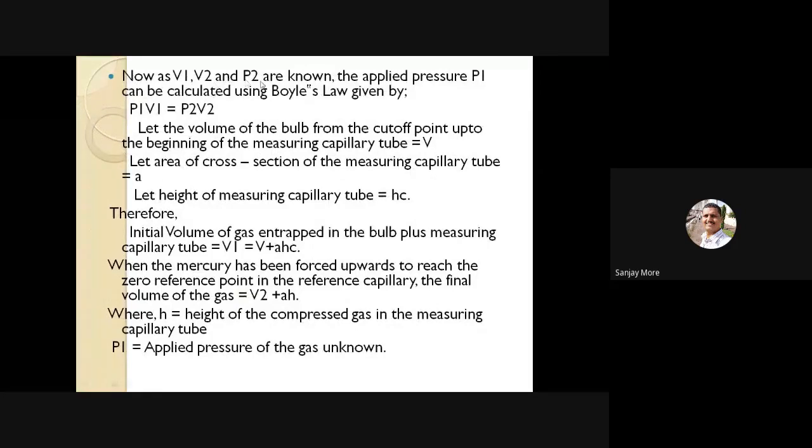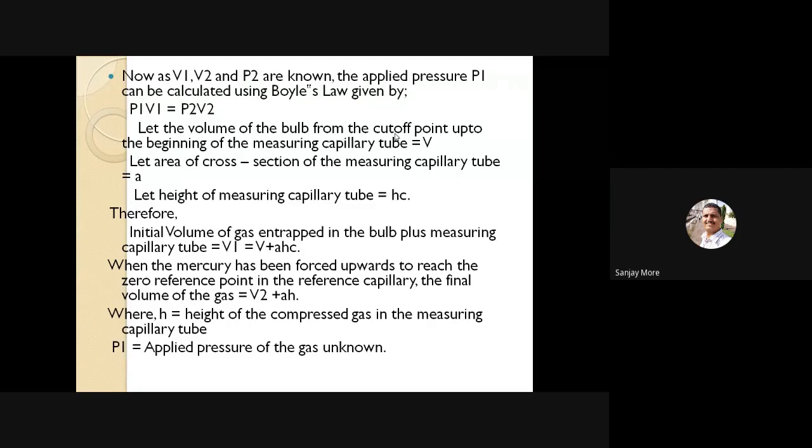Now V1, V2 and P2 are known. The applied pressure P1 can be calculated by using Boyle's law: P1 V1 is equal to P2 V2. The volume of the bulb from the cutoff point up to the beginning of the measuring capillary tube is V, the cross-section area of the capillary tube is A, and the height of the measuring capillary tube is H. Then the initial volume of gas trapped in the bulb plus measuring capillary tube, therefore V1 is equal to V plus AH.